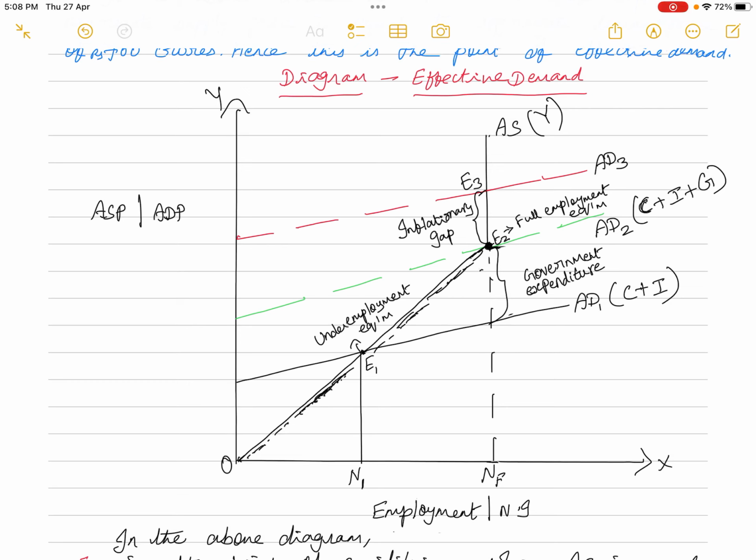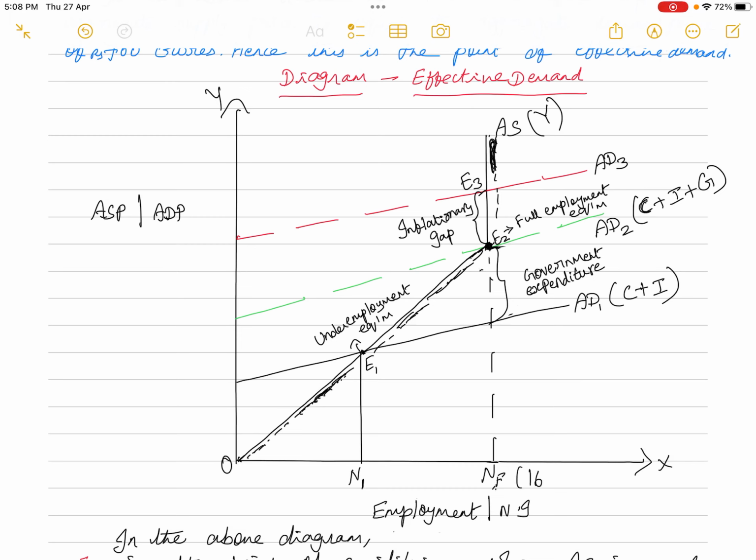So up to a certain level, it is increasing in a steep line, and beyond E2 you can see that it becomes a straight line, where it corresponds to NF. So this NF is the full employment level. In our table this is the 16 lakhs.